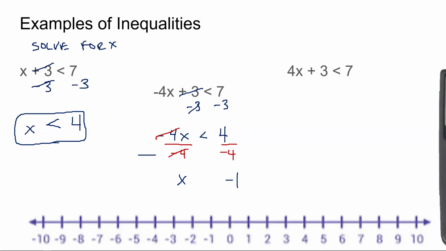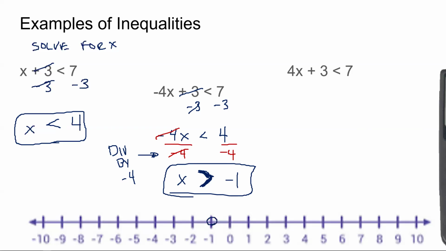But look at that. I divided by a negative number, and that's when I have to flip the sign around. The alligator was pointing to the right. Now he's going to the left. You have to remember to flip that around. If I want to graph these things, x is greater than -1. I could come in here. I'm not including -1, but I want everything that's bigger than that.